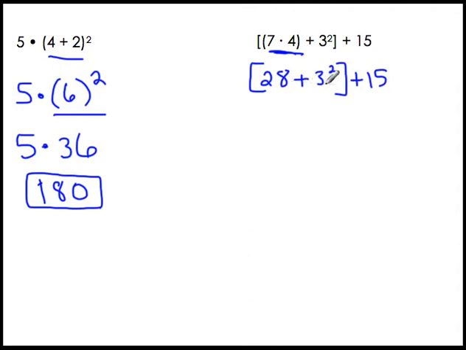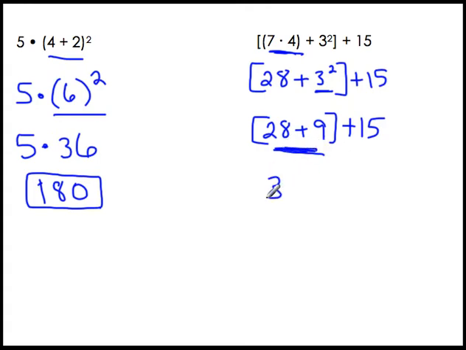Okay? I still need to be inside the brackets, and the exponent inside the bracket has to come before the addition. So I'm going to keep the bracket. I've got 28 plus 3 squared is 9. Bring down the plus 15. Now we still have a grouping symbol, so I need to do what's inside there first. That's going to be 37. Drop the 15 down. 37 plus 15 is going to be 52.